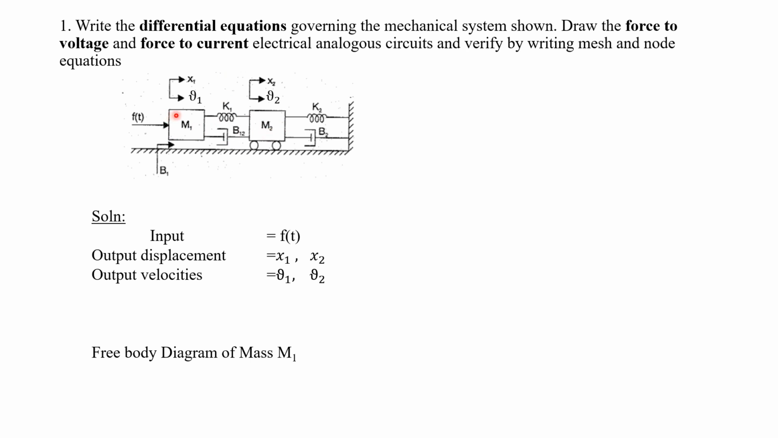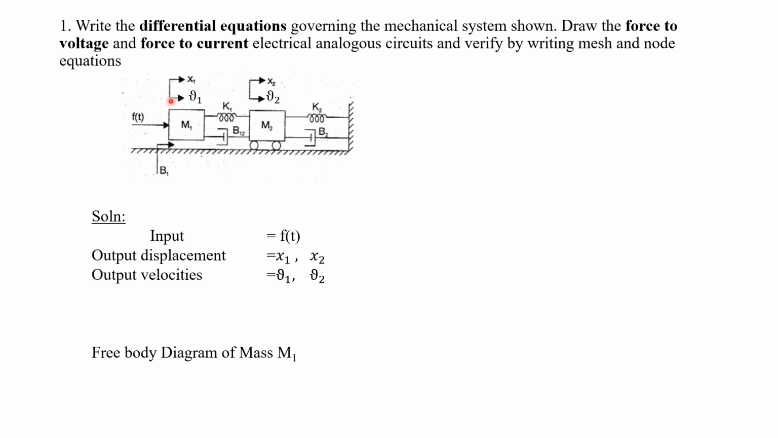For each mass we have to assume the output. Here the output will be velocity because it's an analogous circuit, isn't it? So we have to represent the displacement as well as the velocity for each mass. For mass M1 it is given as X1, V1. For mass M2 it is given as X2 as well as V2. Suppose if X1, V1, X2, V2 are not given, we have to assume X as well as V for each mass, then only we can proceed with the problem.